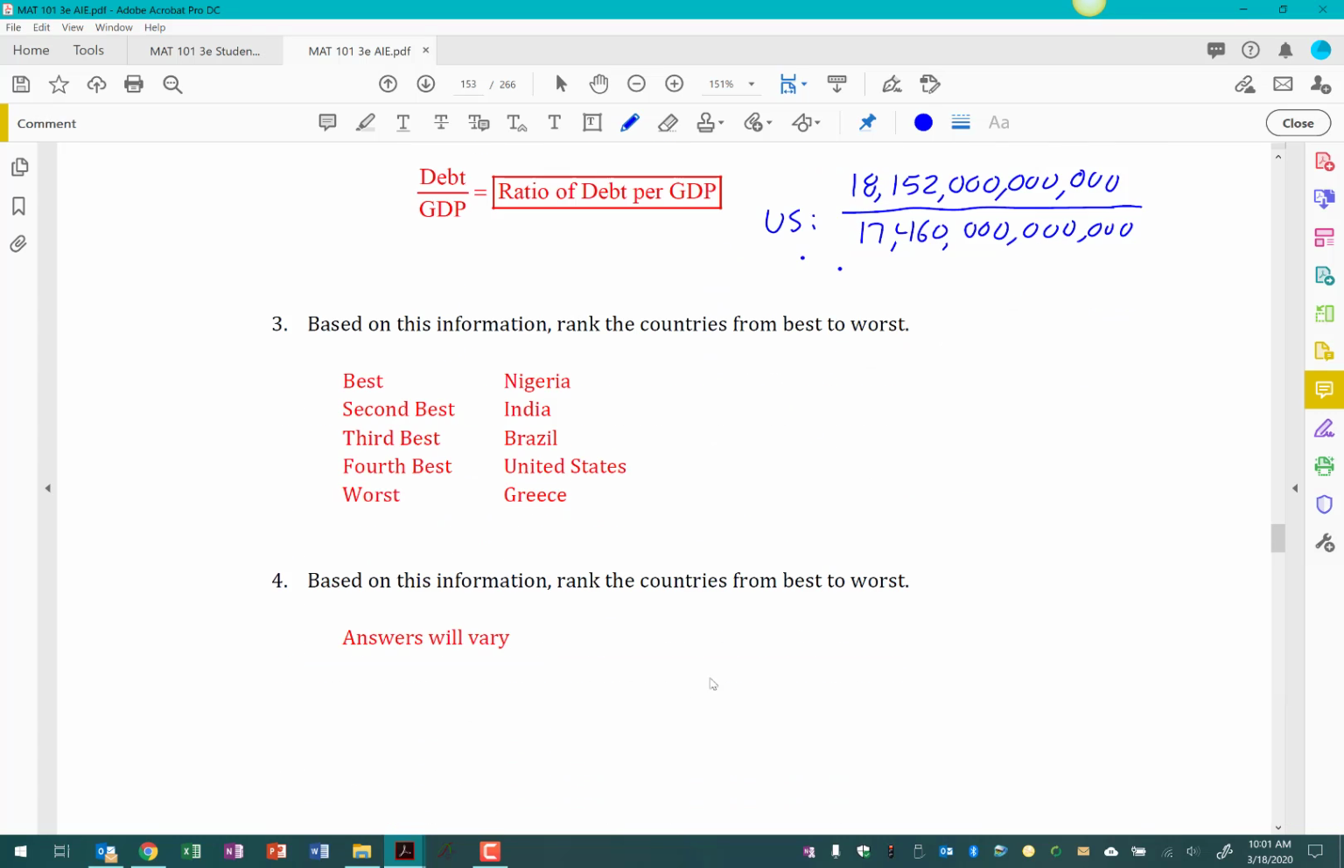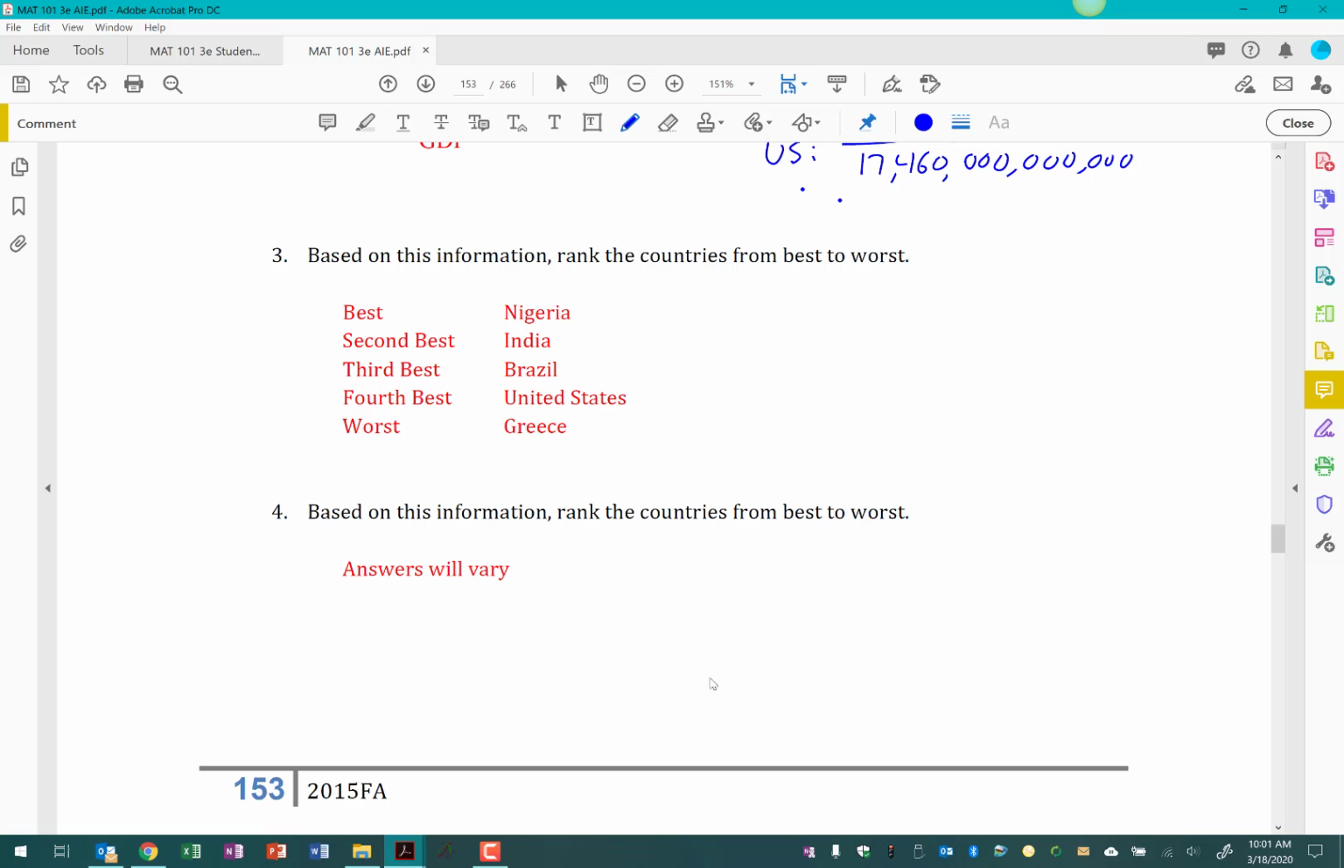For the fourth question, you're asked to look at the 3 rankings we've done so far, one based only on debt, one based on debt per person, one based on debt per GDP, and come up with your own ranking as to which country you think is the best and which is the worst. So we don't necessarily have to rely on a single ranking. We can look at multiple rankings and then try to come up with yet a new ranking based on those multiple rankings. Answers will vary. This is your opinion as to what makes sense for the best to the worst.